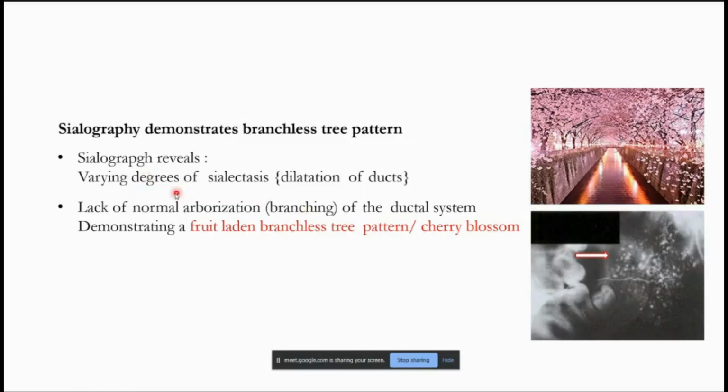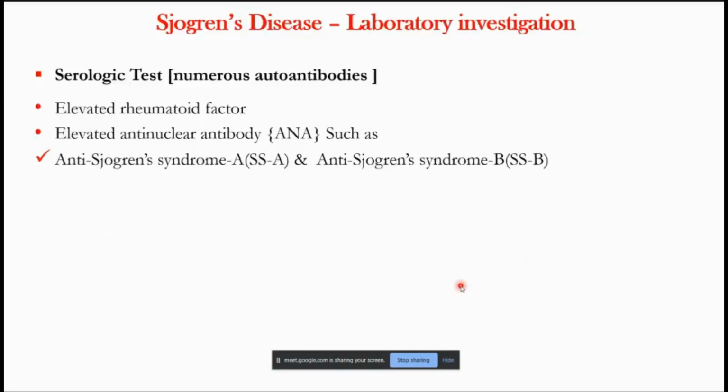Okay, so there is a varying degree of dilatation of the ducts, as you can see here, and this is called the branchless tree pattern or fruit-laden branchless tree pattern. And if you've been to Japan, if you've seen the cherry blossom, that's exactly how the radiographic picture appears. So that's the classic picture which you see under sialography. And there's a lack of normal branching of the ductal system here. You just see all the dilated ducts around this area which is affected.